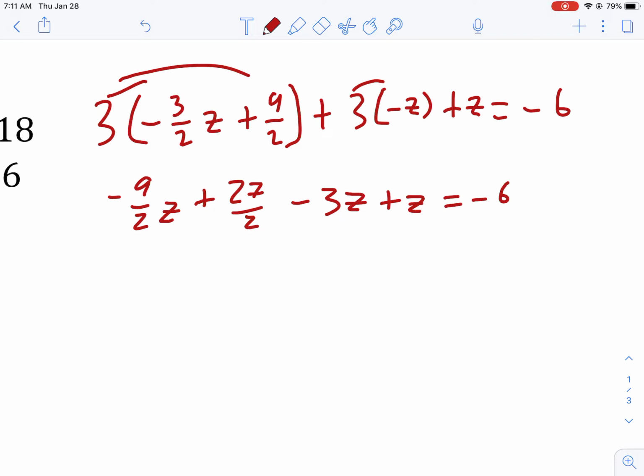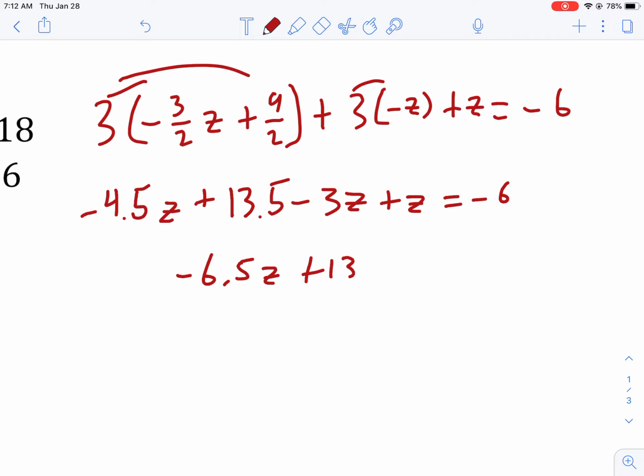So now I need to combine like terms. You know what, I'm just going to turn this into a decimal. This is negative 4.5. Halves are easy to work with as decimals. This one's going to be 13.5. Okay, so this is going to be negative 7.5 plus z, so negative 6.5z plus 13.5 equals negative 6. Subtract that from both sides, so you get negative 6.5z equals negative 19.5.